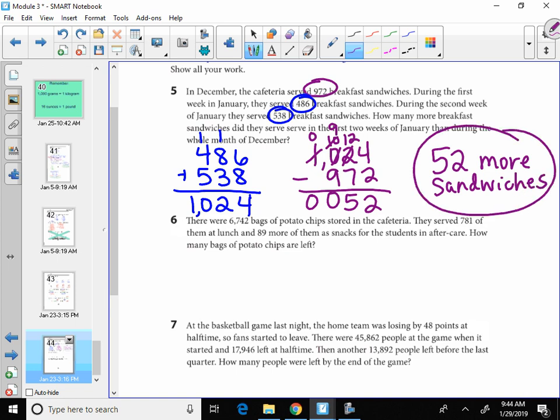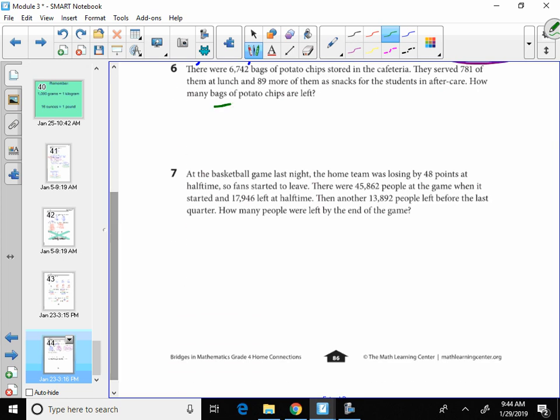Okay, 2 more. Number 6. There were 6,742 bags of potato chips in the cafeteria. They served 781 of them at lunch, 89 more of them as snacks. How many bags are left? A lot of bags are left. 6,000 bags is crazy. Okay, so we're going to add 781 plus 89. So that's how many bags have been eaten already, for an answer of 870.